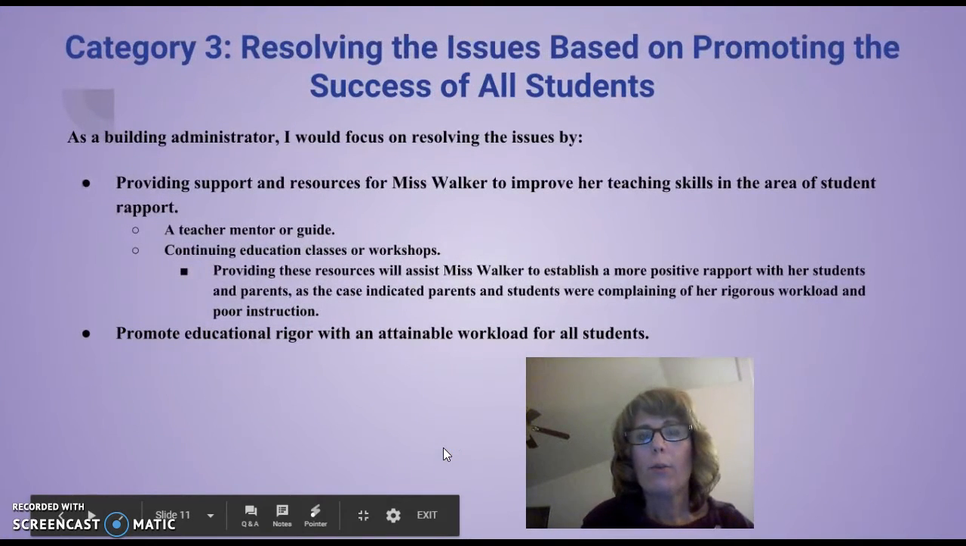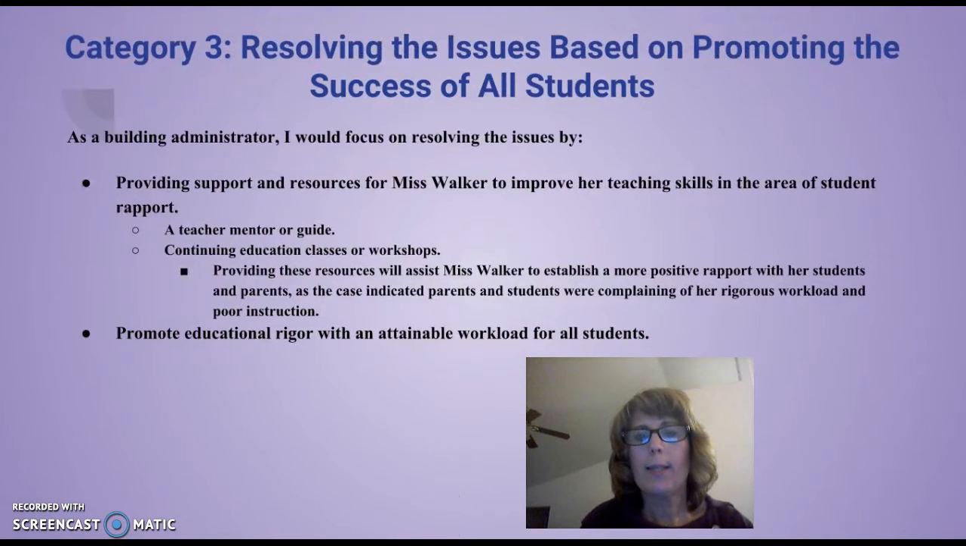Category 3, resolving the issues based on promoting the success of all students. As a building administrator, I would focus on resolving the issues by providing support and resources for Ms. Walker to improve her teaching skills in the area of student rapport. A teacher, mentor, or guide to help her make decisions regarding students, lesson plans, and so forth.